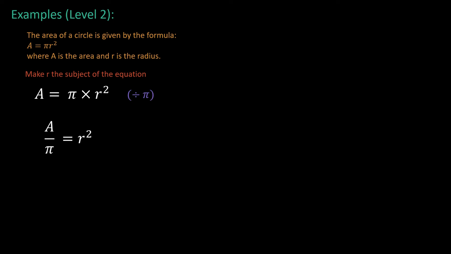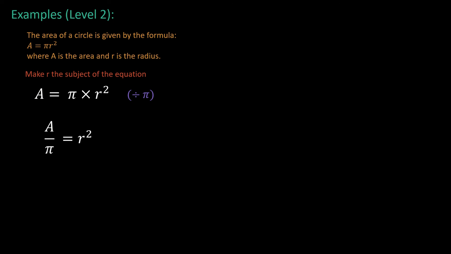Okay, here's a level 2 question. The area of a circle is given by the formula A equals pi r squared, where A is the area and r is the radius. Make r the subject of the equation. So we'll start with the formula. We've got it expanded out because pronumerals right next to each other with no plussing or minusing between them just mean multiplying. So we can see that the r squared is being multiplied by pi. So we're going to divide out by pi. So we get A over pi equals r squared.